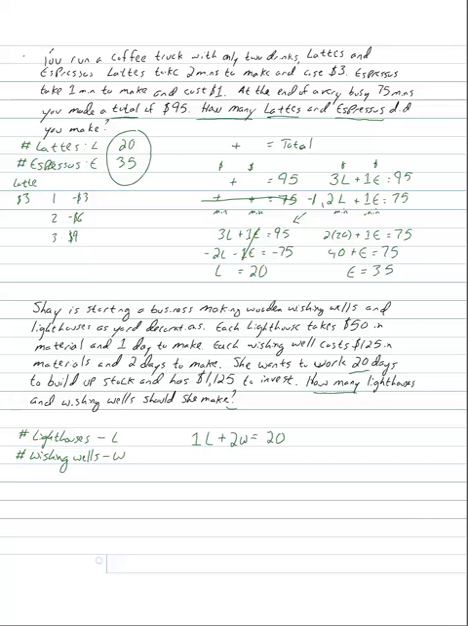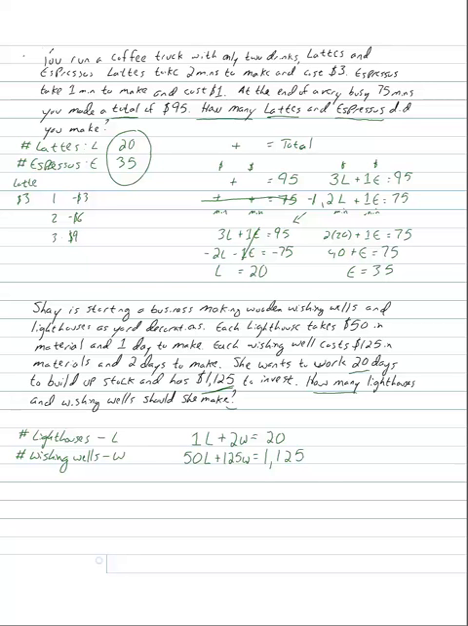Okay, do I have another total? Yeah, she has $1,125 to invest. So that's money. I'm going to add money plus money to give me money. So each lighthouse takes $50. So 50 times the number I make. And each wishing well is $125. So 125 times the number of wells I make would be the amount of money I spent on wells. Okay, so these are my two equations.